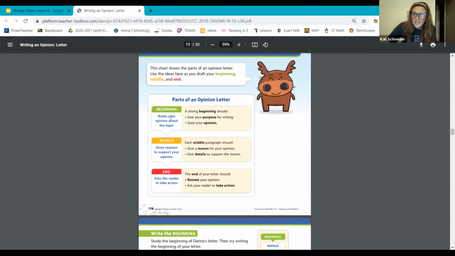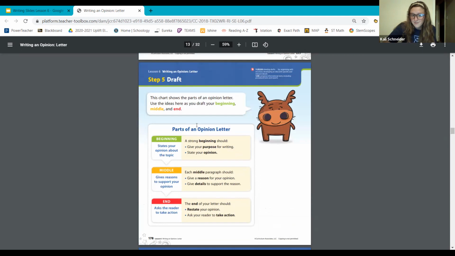In the beginning, it states your opinion about the topic. And we saw that in our mentor text, right? A strong beginning should give your purpose for writing. So we're trying to convince someone or persuade them, and state your opinion, right? So we're going to try and do those 2 things very strong in the beginning of our writing.